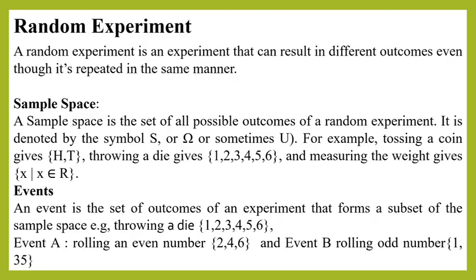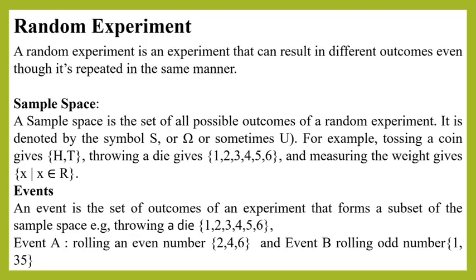For example, tossing a coin. When we toss a coin, it either gives us head or tail. When we throw a die, it will give us 1, 2, 3, 4, 5, or 6. Another example is measuring the weight.